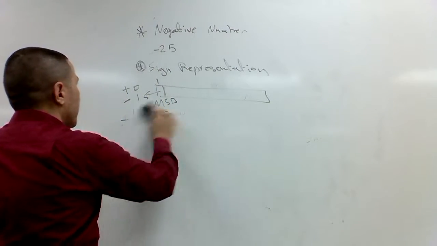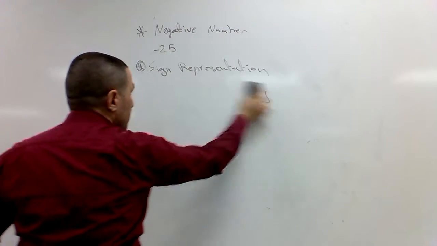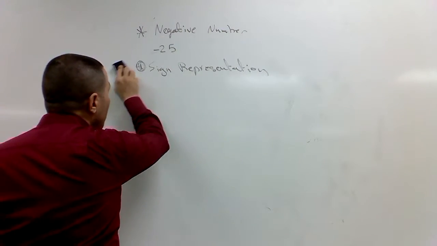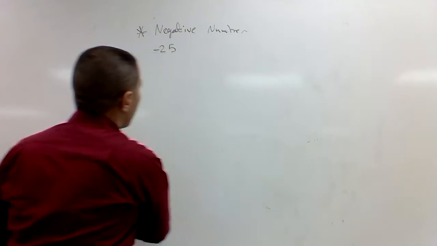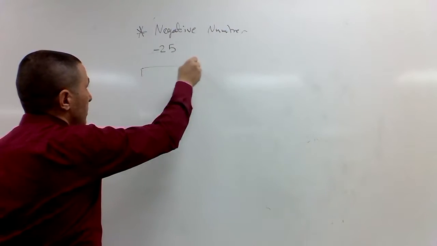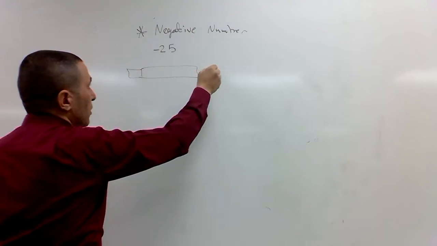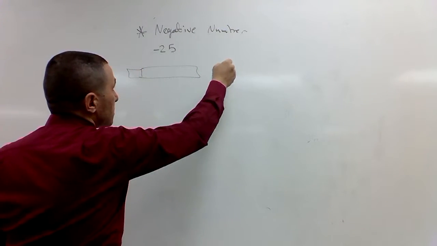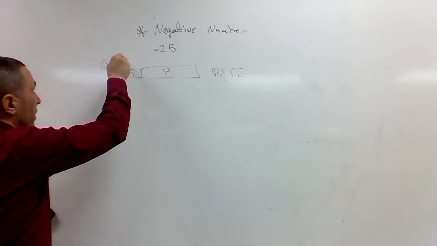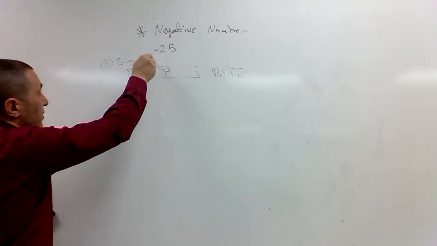So we took the sign representation: 1 bit for the sign, most significant, and the rest for the number. And we said if I'm using 1 byte, I'm going to have 7 and 1. This is the sign representation.